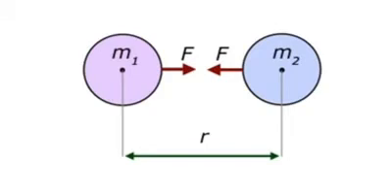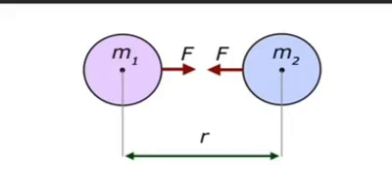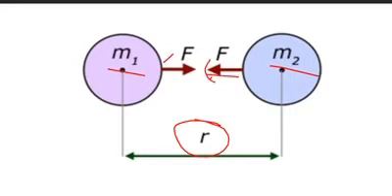Here we can see two objects of mass m1 and m2 separated by the distance r. And we can see here the force; they are attracting each other by force F. Both forces are equal.